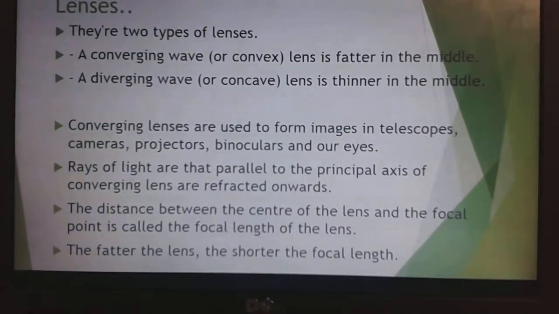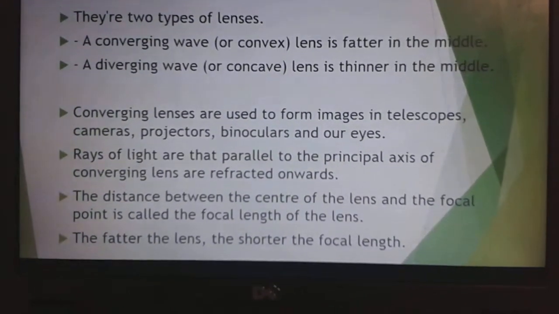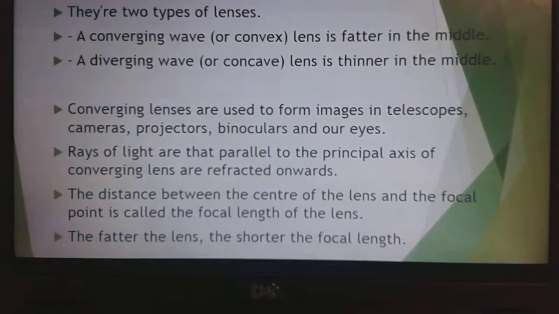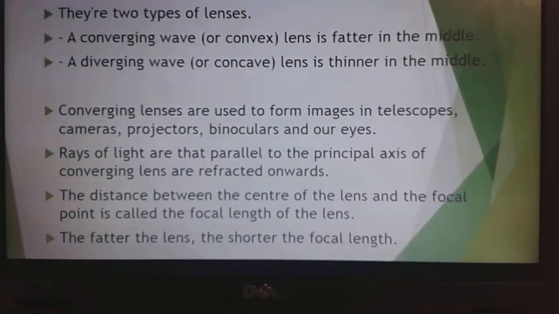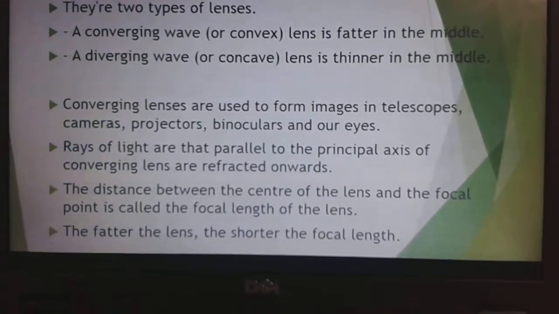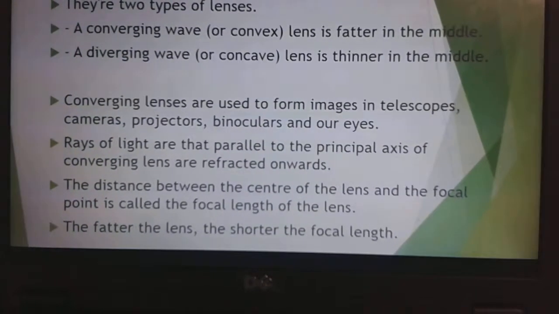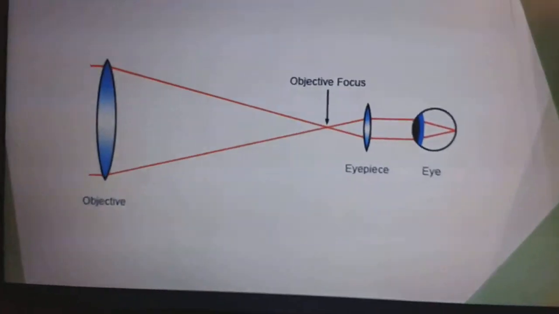Rays of light that are parallel to the principal axis of converging lenses are refracted onwards. The distance between the centre of the lens and the focal point is called the focal length of the lens. The fatter the lens, the shorter the focal length. And that is another diagram of lenses.